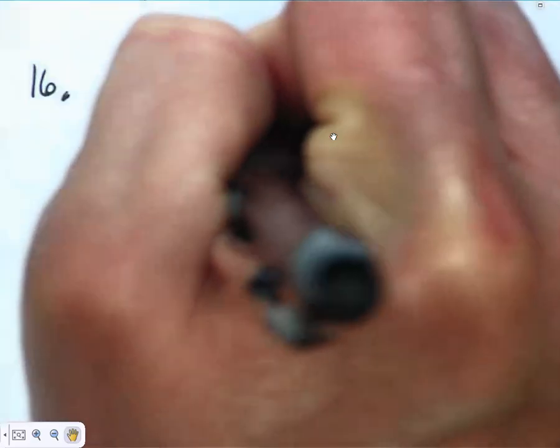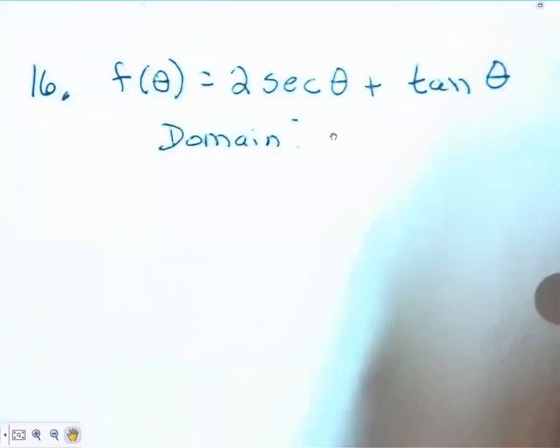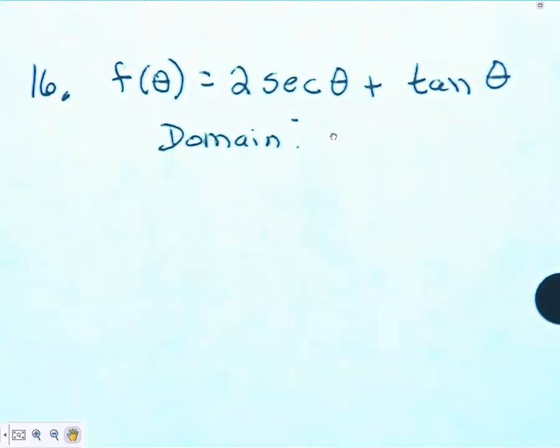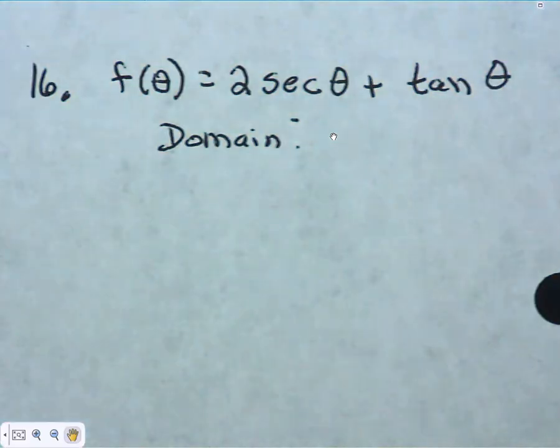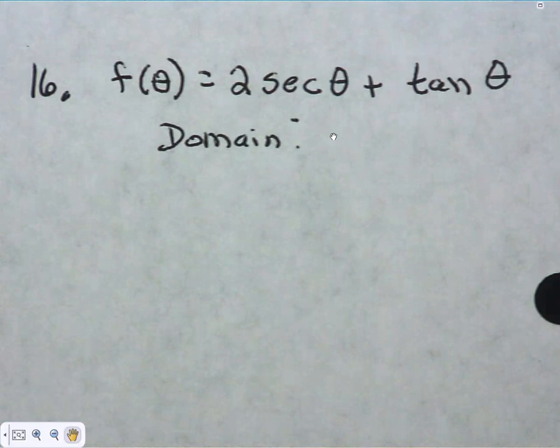I think it's always good to start by writing the domain for the function, because then you'll remember what cannot be a critical number. If it's not part of the domain, it can't be a critical number. So what makes that function undefined?